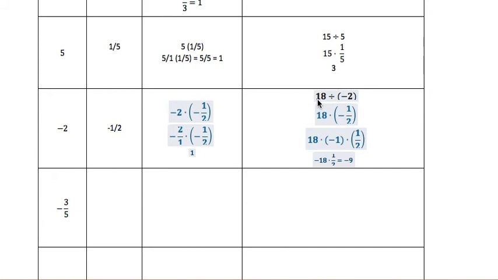And I chose 18 for the given number, divided by -2. We rewrite that as multiplication of the inverse. So 18 times -1/2, and that would give us 18 times -1 times 1/2. We can split that negative out of there, giving us -9.